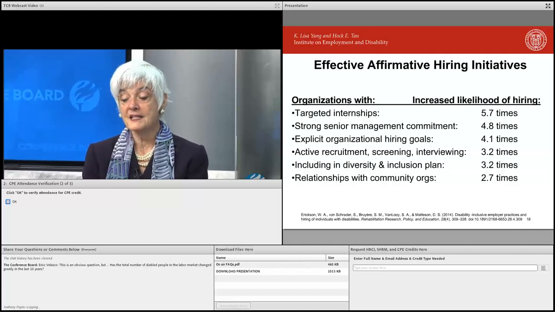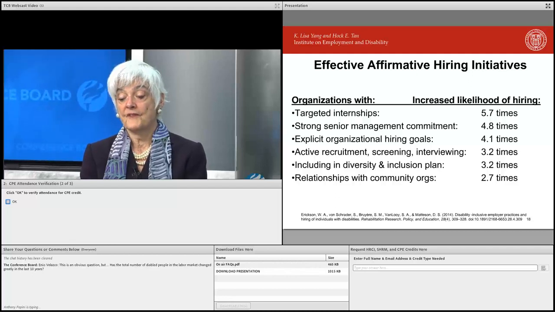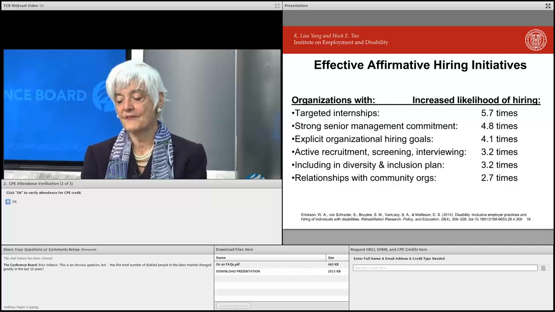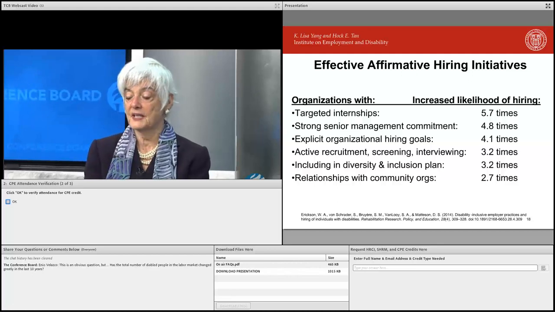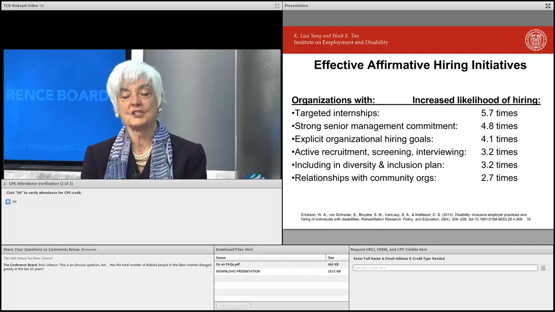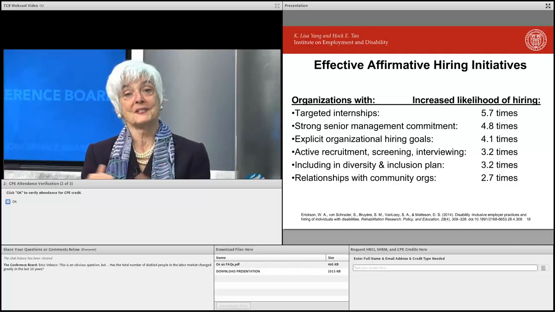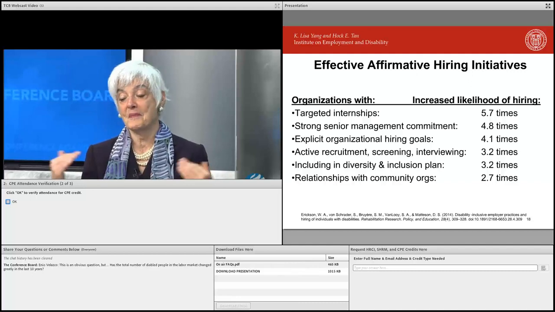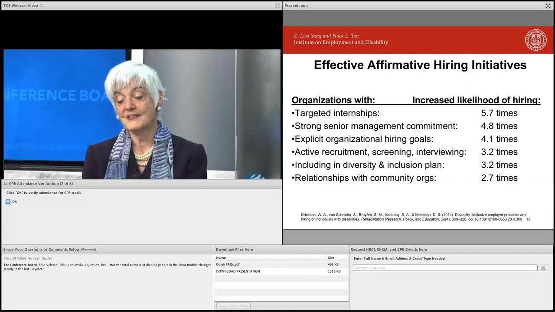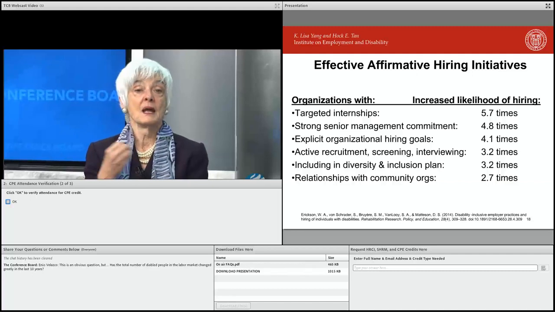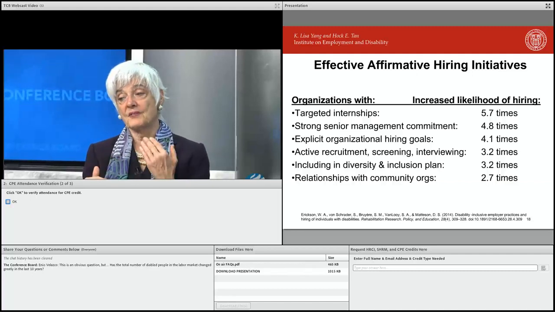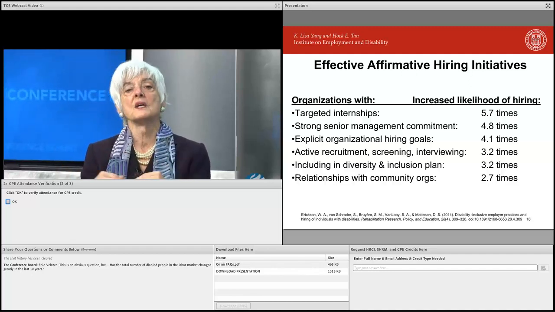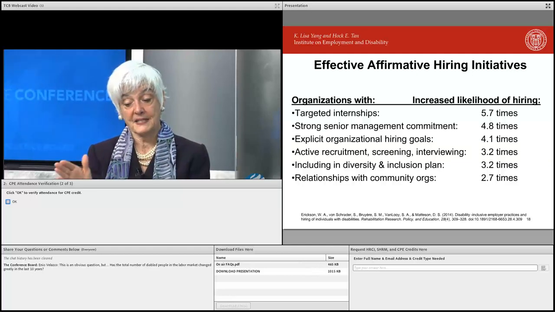The next highest, and Anca mentioned this as well, was strong senior management commitment, which the company reported having: five times more likely to have successfully hired. Four times as likely to have successfully hired if they had explicit organizational hiring goals. So there is a benefit to having targets that we sometimes impose on companies. The distinction I would make is that rather than just compliance, we are really looking for goals that the company sets for itself to be successfully and affirmatively hiring, but it makes a difference.